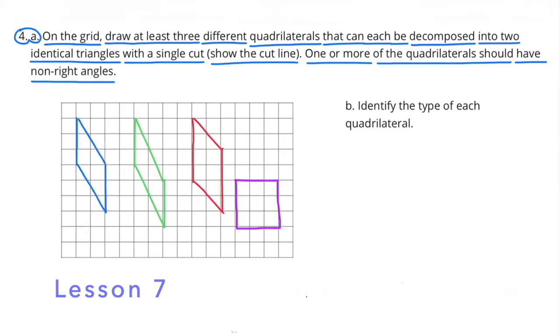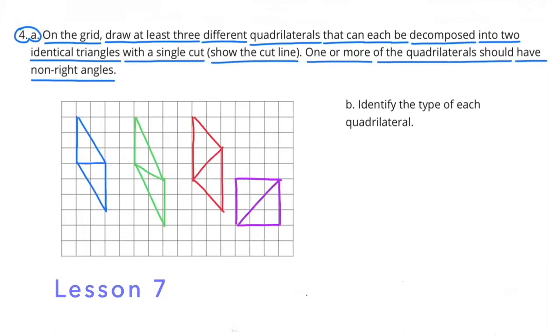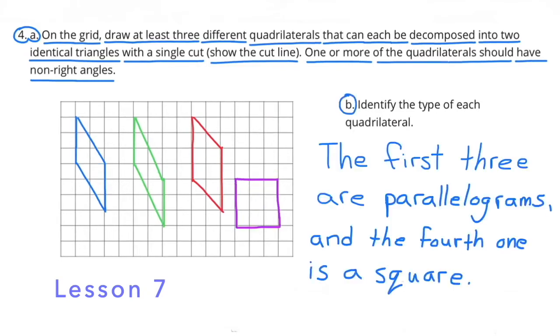I've come up with 4 examples. The first 3 don't have right angles and the square does have right angles. I can decompose these into identical triangles with a single cut line. B. Identify the type of each quadrilateral. The first 3 quadrilaterals are parallelograms and the 4th one is a square.